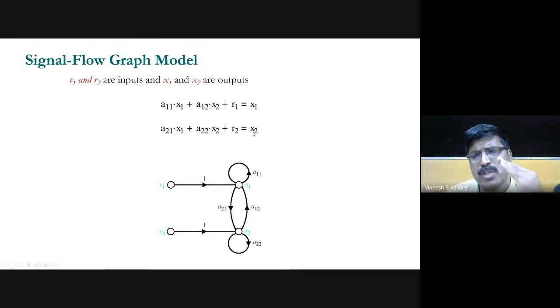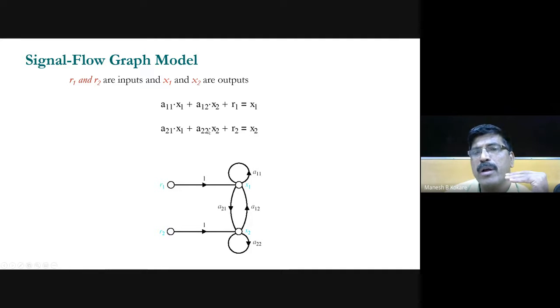Similarly, for X2, how many inputs are there? R2 is one input, X2 is the second input, and X1 is the third input. So for X2, there are three signals coming. One is coming directly from R2 having gain equal to 1. So the signal direction is like this from R2 to X2.